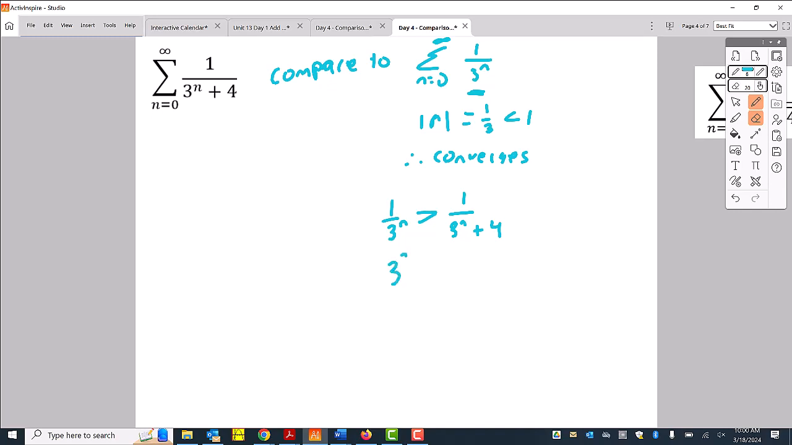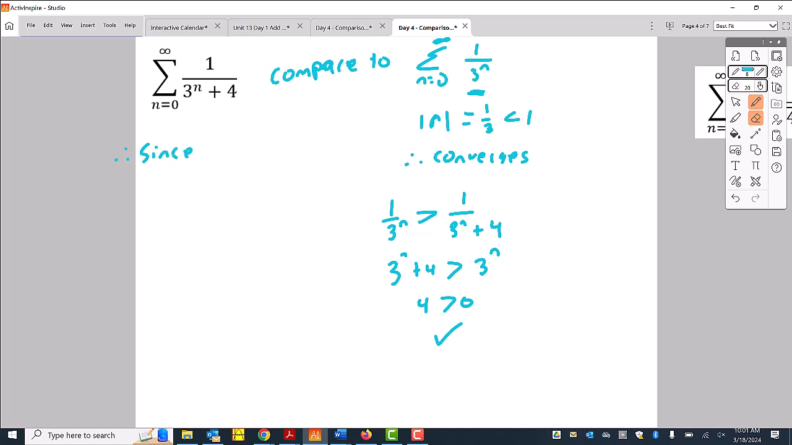We have 3 to the n plus 4 is greater than 3 to the n. I just cross multiplied there. Then I'll subtract 3 to the n. We get 4 is greater than 0. That is a true statement that will not change no matter what n you plug in. So that means it is bigger.